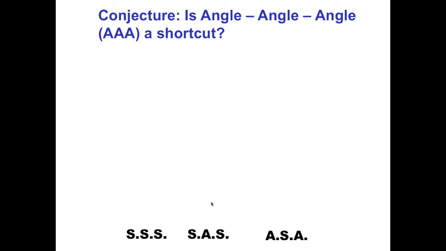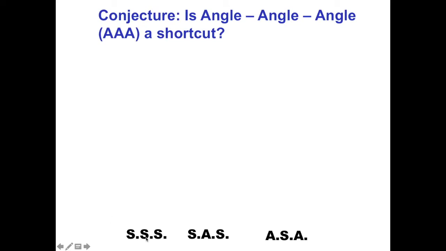We've already talked about SSS, SAS, and ASA. Here we have 1 A, we have 2 A's right here. What if we had all 3 A's? All 3 angles in one triangle congruent to all 3 angles in another triangle, and therefore we would have correspondences between the 3 angles. Would that guarantee the 2 triangles are congruent?